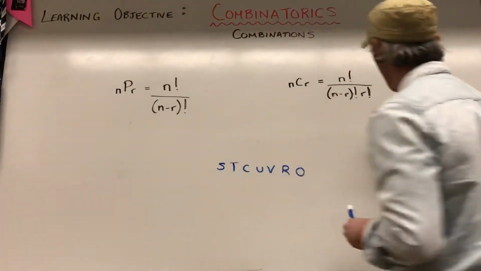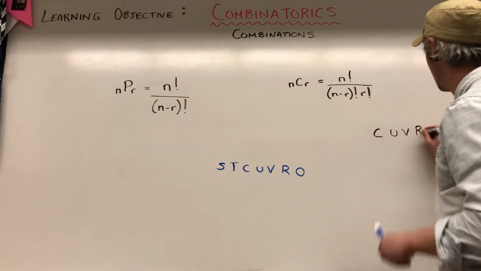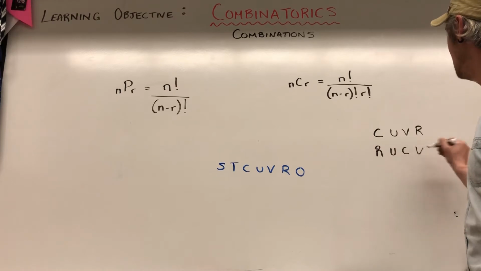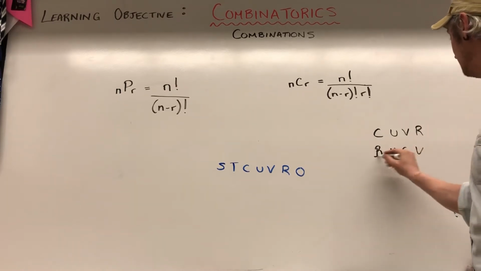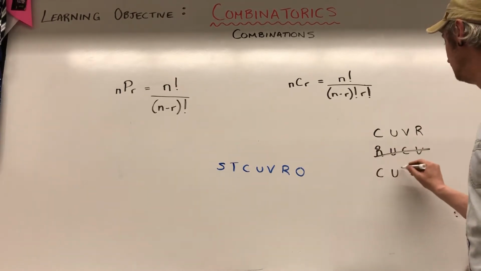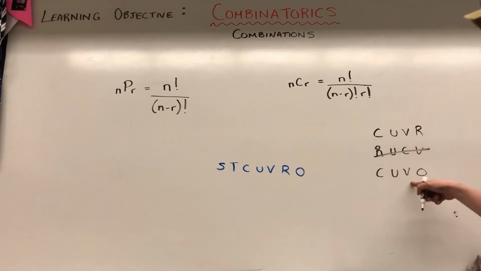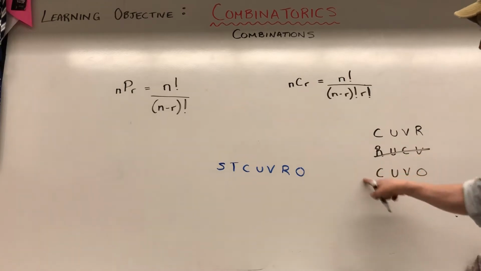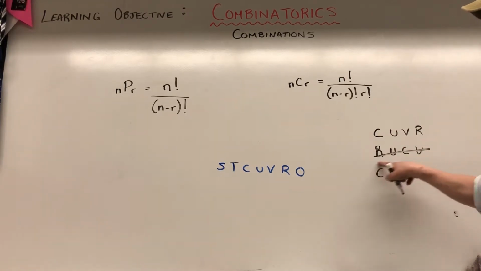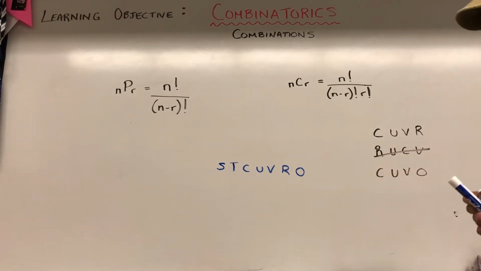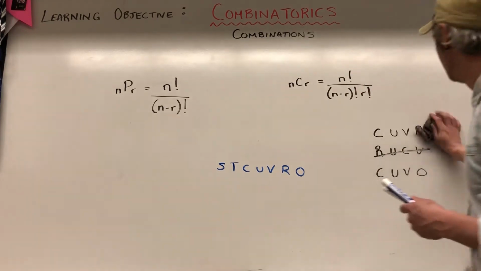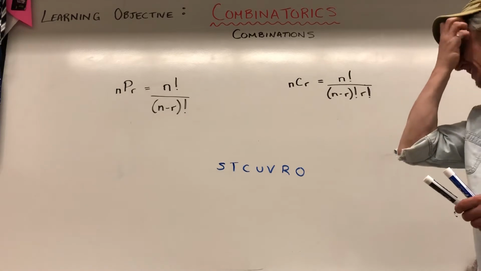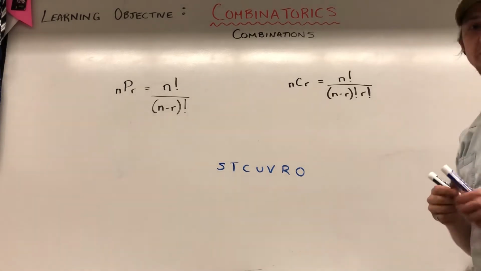So say I had CUVR, okay, that's one group of 4 letters. If I chose RUCV, these would count as the same, so this doesn't count. But if I chose CUVO, well, this is now unique to this. It's a different group of 4 letters. Even though 3 are the same, as a total, it's a unique group of those 4 letters. So I can ask you, how many ways can I choose 4 letters from that group of 7 so that each group of 4 letters is unique?